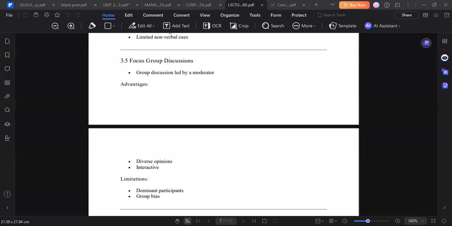So typically you may have maybe 6 to 12 participants. You may have a trained moderator who will guide the discussion with the preset questions. So the discussion will be recorded, audio, video, supplemented by field notes. So it's here to allow people to react to each other's comments.